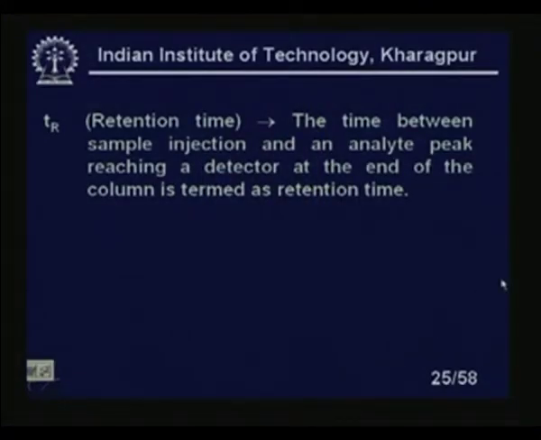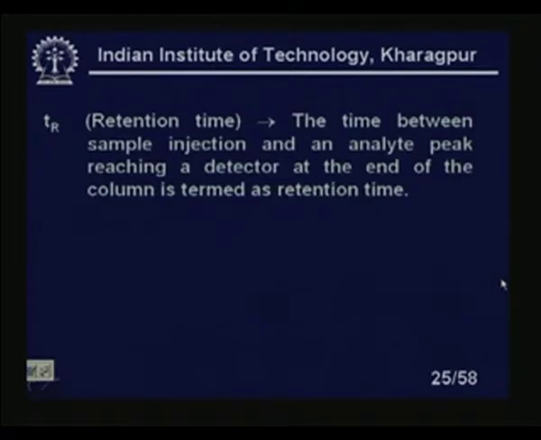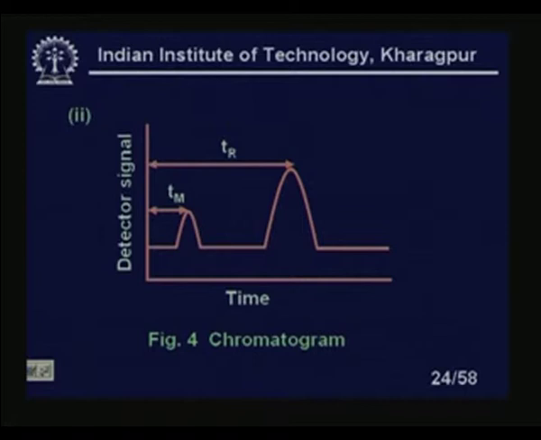Retention time, you see here we have written Tr and Tm. The time between the sample injection and the analyte peak reaching the detector at the end of the column is termed the retention time. That means, from here it reached the detector.